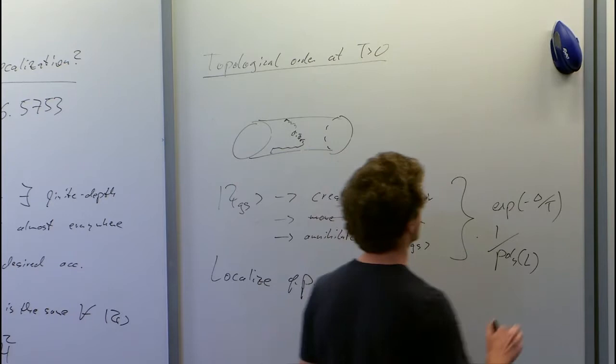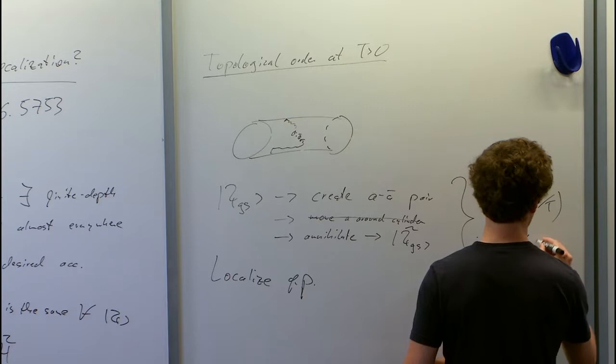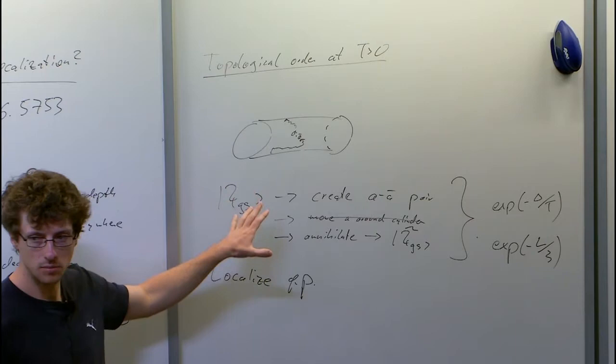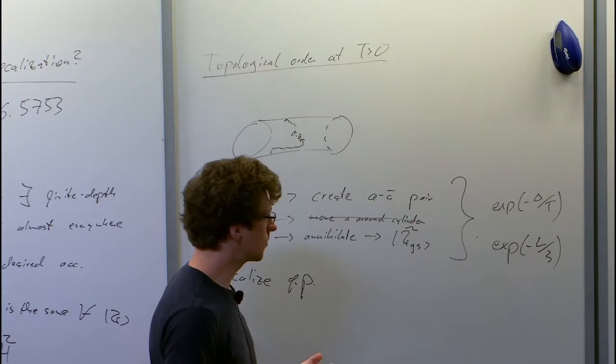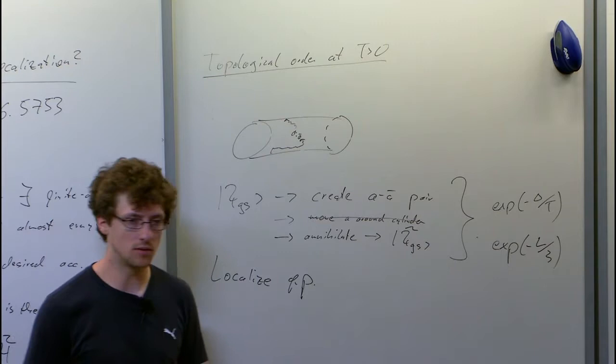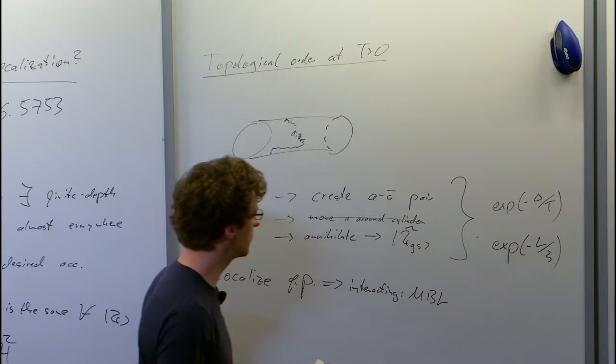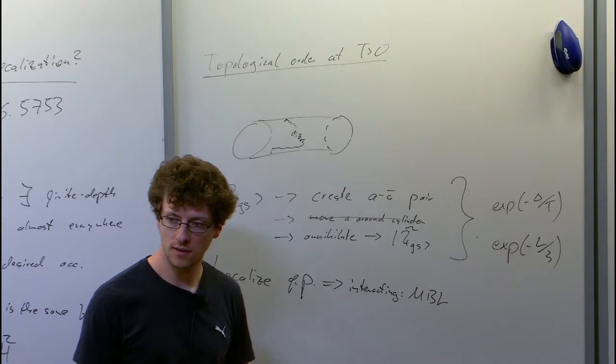So instead of having one over poly here, this is now going to be exponentially small in L over some characteristic length scale, which is going to be the localization length. By doing this, I've fixed this problem with topological phases at finite temperature. Now, generically, these quasi-particles are interacting. So to be able to localize them, I need to know that many-body localization exists. So I need to find a parameter regime in these models where the quasi-particles are many-body localized, but have not destroyed the underlying topological background of the state.